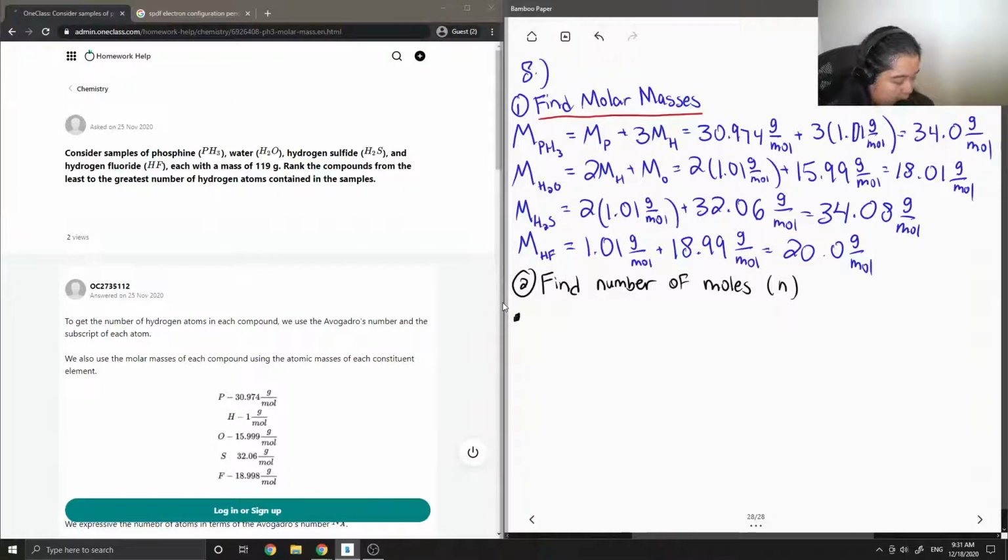Okay, so starting with phosphine, to find the number of moles, it's just going to be mass over molar mass. We know that our mass is 119 grams, and our molar mass of phosphine is 34.0 from the previous step. So this gives us the number of moles, which is 3.5.